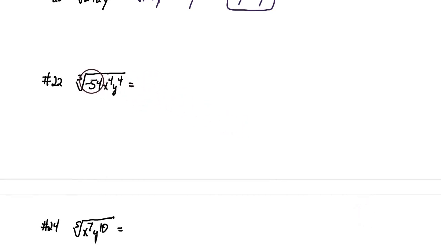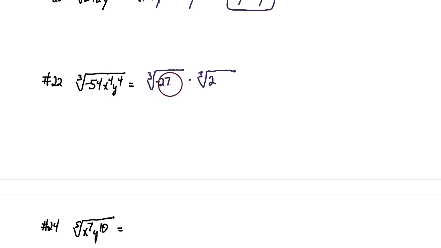Number 22. The cube root of negative 54 does not produce an integer, so let's do the factoring technique. Negative 54 can be rewritten as negative 27 times 2. Well, how do I know to do that? Because I know that negative 27 is a perfect cube. I know that it's negative 3 to the 3rd power.